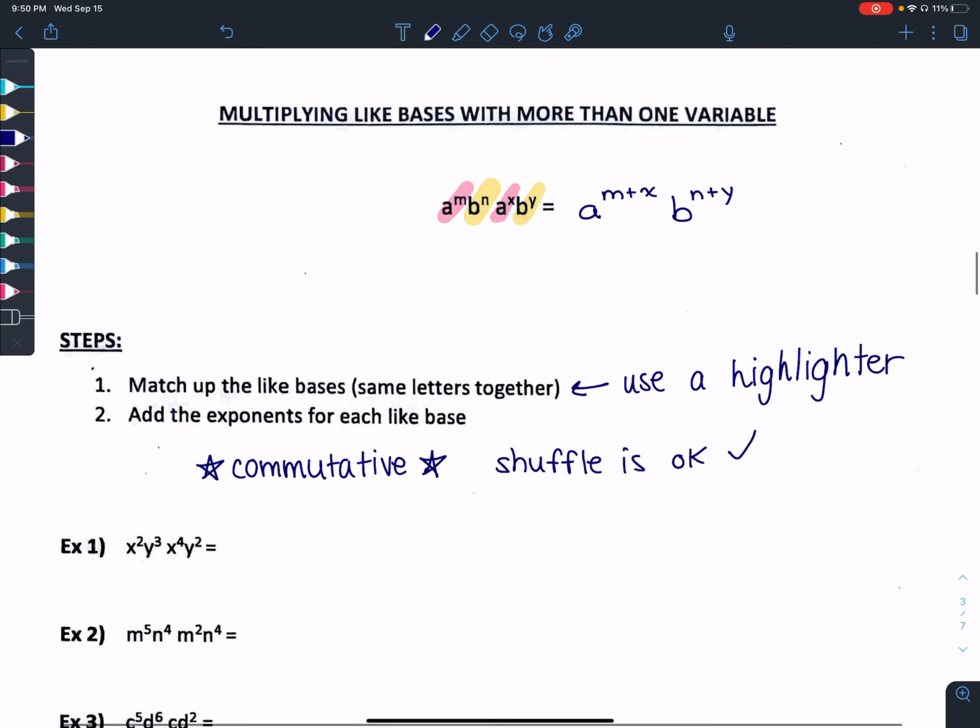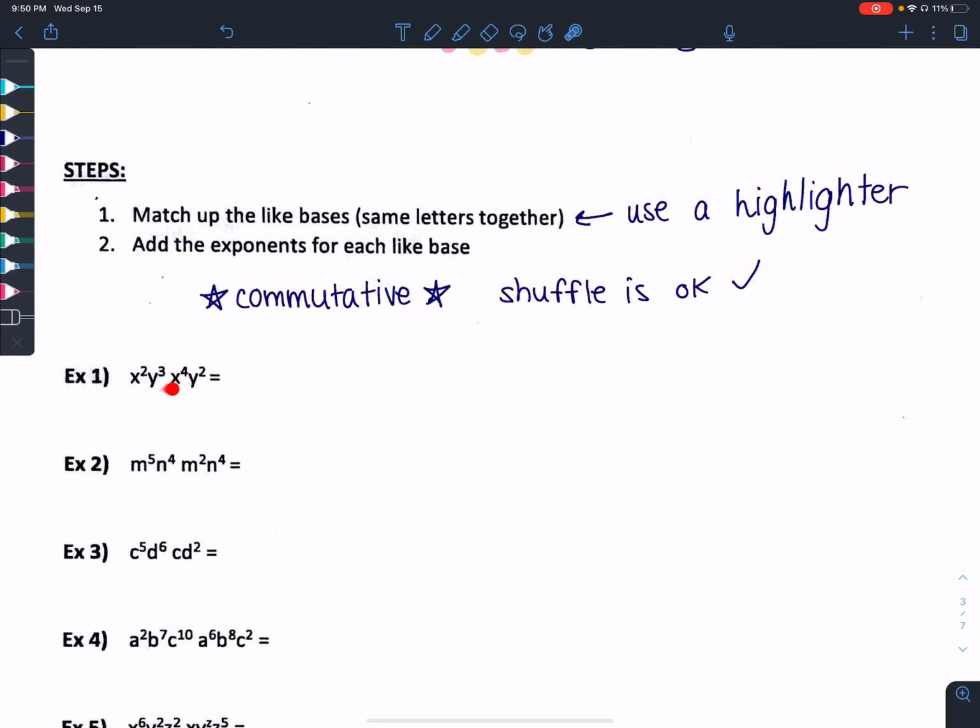Because all of these here are multiplied together, this is x to the power of 2 times y to the power of 3 times x to the power of 4 times y to the power of 2. All of those are multiplications. I can reshuffle them however I want to. I don't need to leave them in this order, the same way that 2 times 3 equals 6, 3 times 2 equals 6. So it's the same thing when you have letters involved. You can mix them around and change the order, and the answer will still be the same.